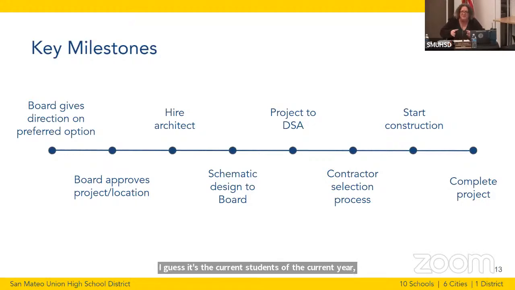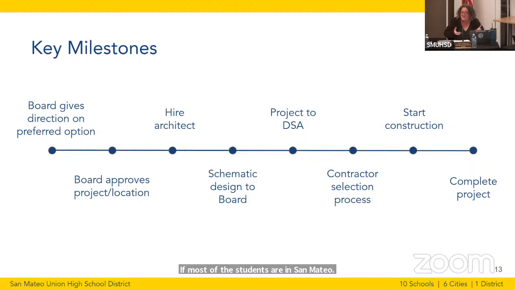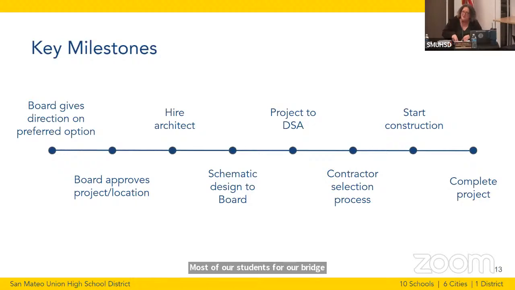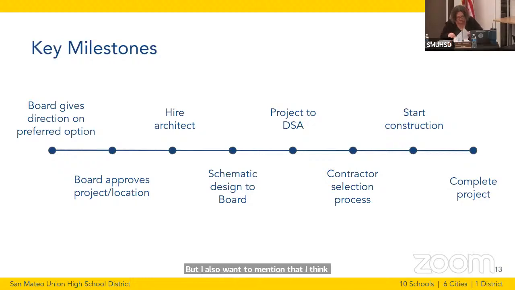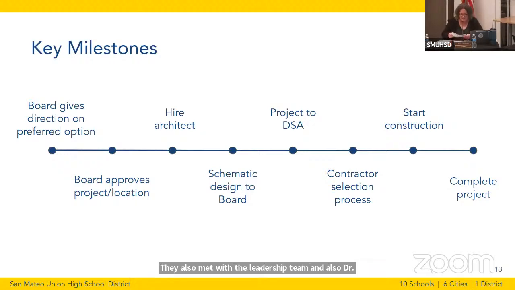So it just helps me to see that if most of the students are in San Mateo, I mean, I live in San Bruno. I like San Bruno, but you don't want to put a location in San Bruno when most of our students for our bridge school live in San Mateo. We want to have the location that's the most convenient for the students and the families. But I also want to mention that I think they've mentioned that they also met with the leadership team and also Dr. Showman. So if Dr. Showman likes either of these examples, then I think that speaks volumes.